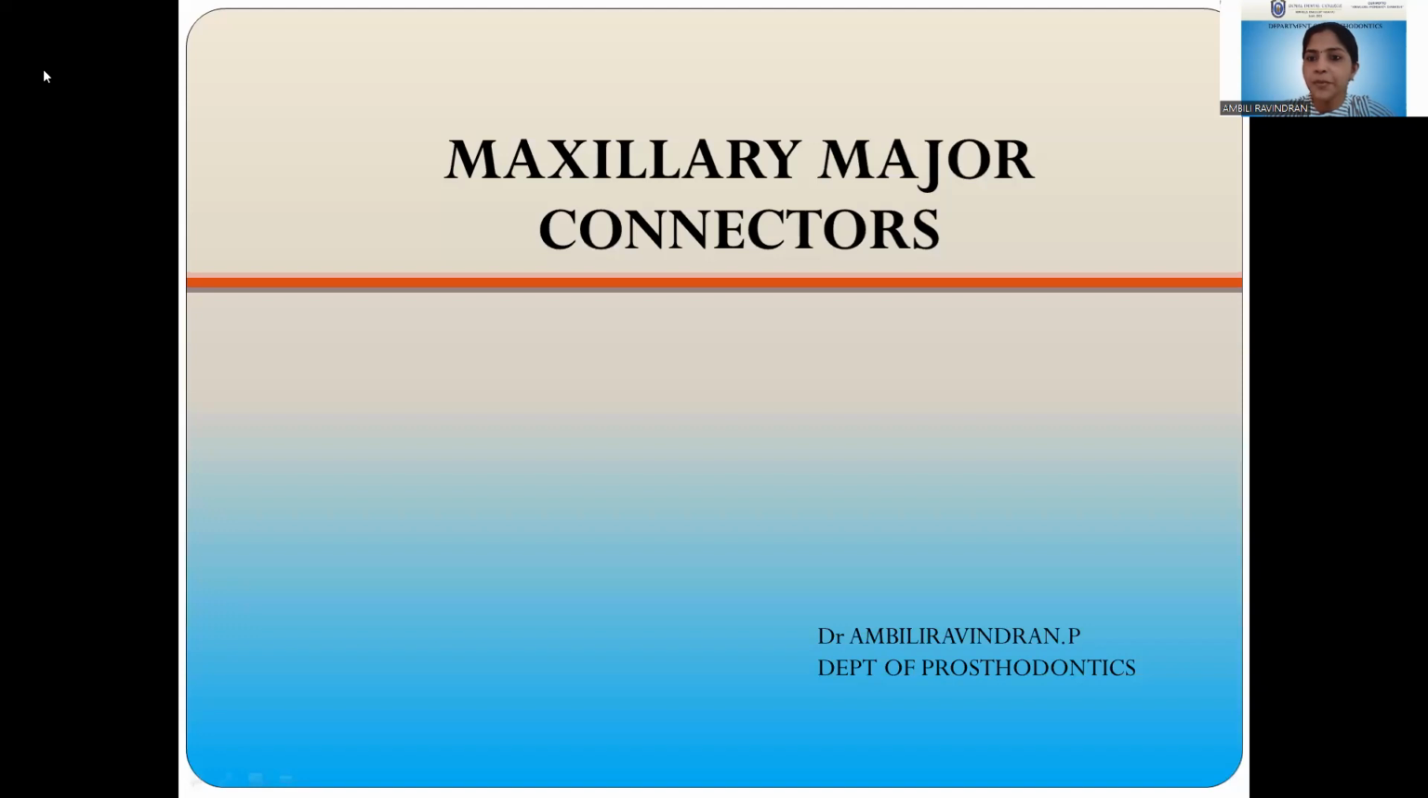Good morning. Today we will be discussing the topic maxillary major connector. Coming to the components of the cast partial denture, each component has its own specific function, and the names of the components will be the same for both the maxillary and mandibular arches.